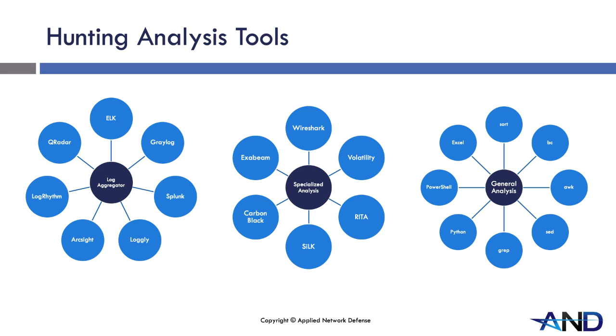We have things like RITA, which is a threat hunting tool. It'll parse individual types of logs and look for things like beaconing using various specific algorithms. And then we have something like Exabeam, which is a commercial tool, which is using kind of the machine learning, artificial intelligence based stuff to find deviations from baselines that it thinks you can't necessarily find on your own.